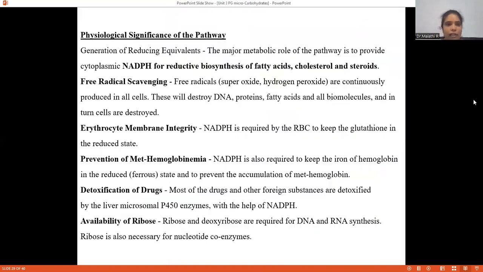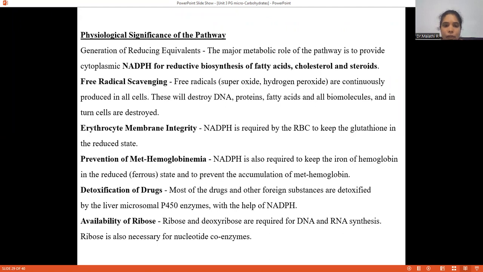Let us discuss the significance of the HMP shunt. Already we have discussed it gives an enormous amount of ribose sugar as well as reducing equivalents. The reducing equivalent produced by means of the HMP shunt pathway will be used to scavenge the free radicals which are produced by different cell reactions, especially immunological reactions, or if the oxygen concentration exceeds the normal in the cell. So these free radicals will be scavenged by means of these reducing equivalents.